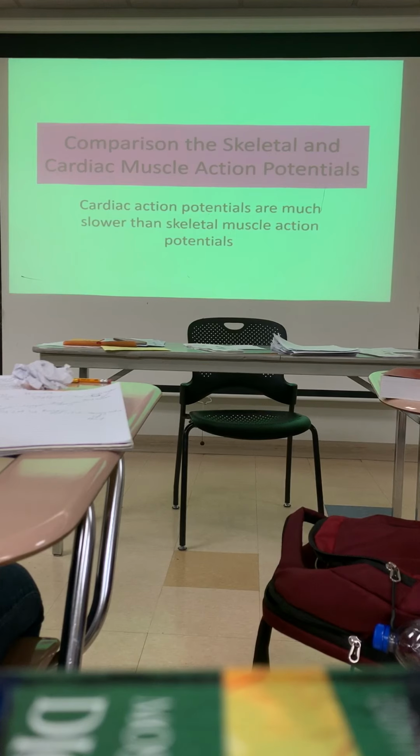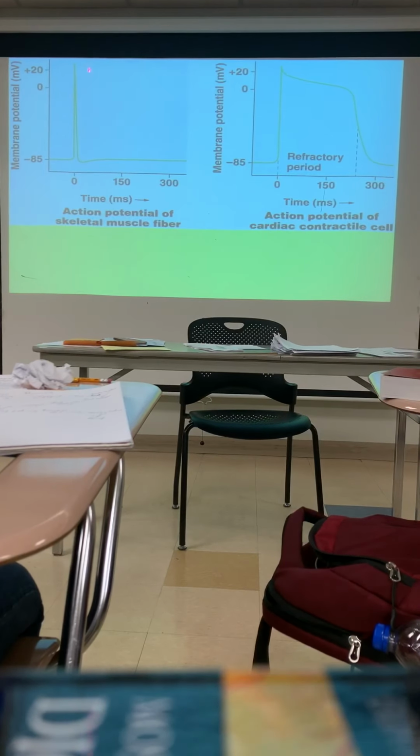Okay, so here, comparison: cardiac action potentials are much slower than skeletal. If you remember these, the action potential is rapid. But in the cardiac, you see it goes like this and then goes down. So depolarization, refractory period, and then repolarization in the cardiac. In the skeletal muscle tissue, depolarization, then rapid repolarization. What did I say? What's the reason why?